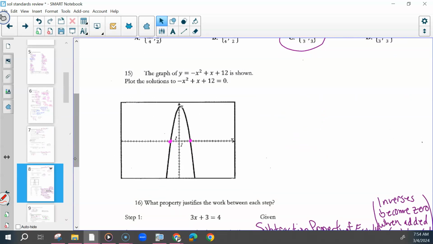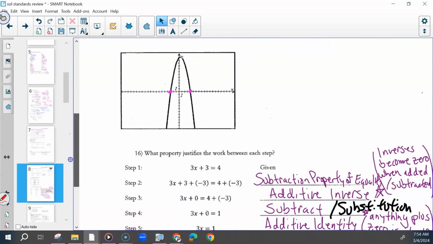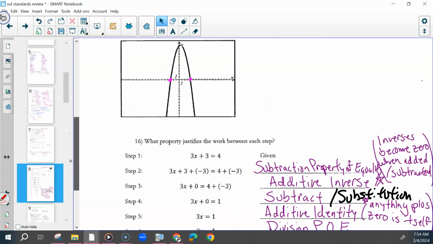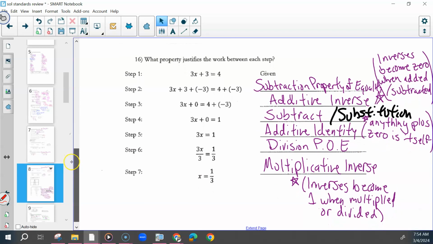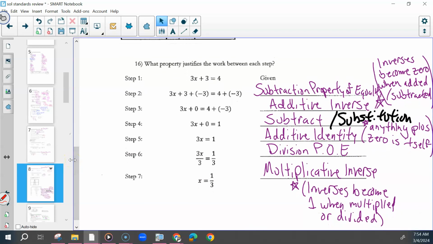15, the solutions were the two x-intercepts. And then I'll let you write this down in a second. So in 16, it's asking about properties. We talked about that at the beginning of the year.